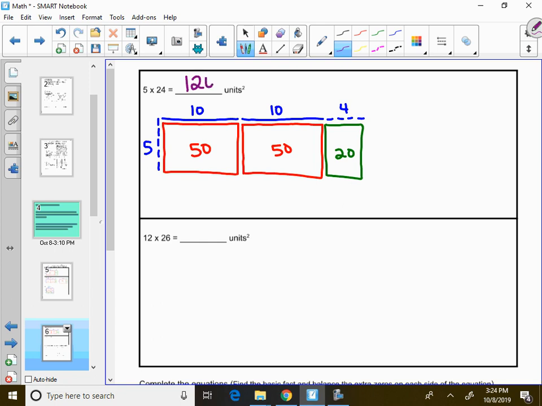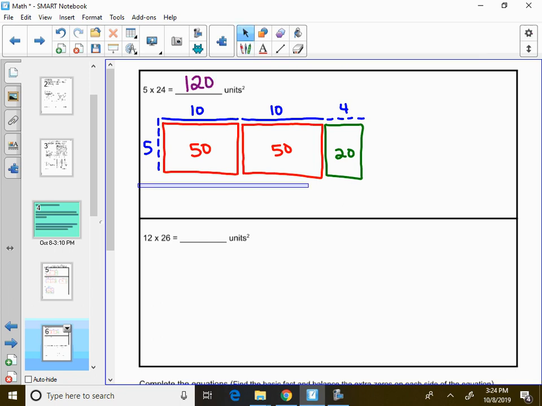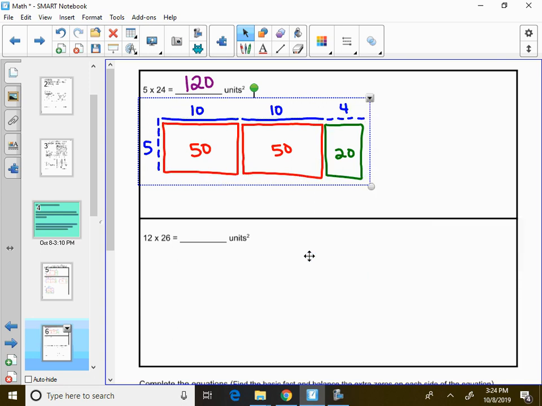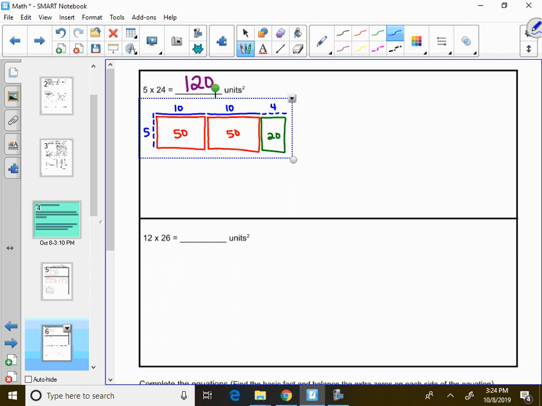Okay, the other way to do it would be to not have separate sections of 10, but to make a section that's 20. So let's show you how to do that. 5 on the side. And again, across the top, instead of a 10 and a 10, we're going to use the number 20. And then 4. And I like this because there are fewer sections.